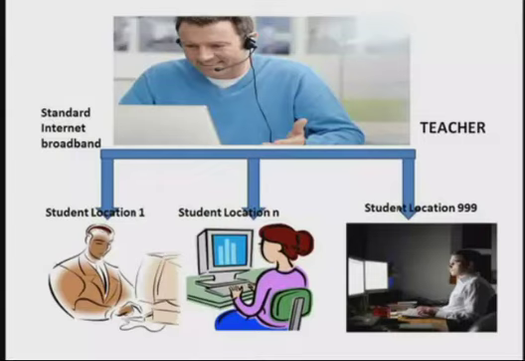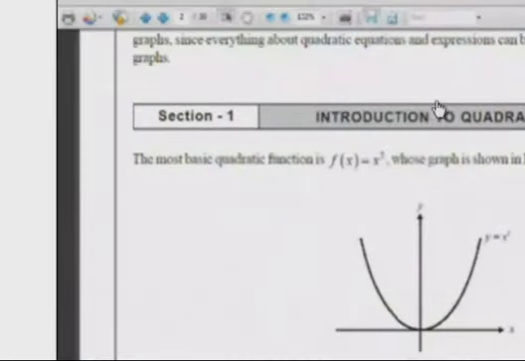So once the teacher has entered the class and multiple students, as you can see, you've got student 1 at location 1 at his home, student 2 or student N at location N, and a maximum of 999 students at a time, all entered in their own respective locations. And you have a teacher who's teaching from his computer screen using the tools that we are going to describe further. And everybody is connected to each other through a standard internet broadband.